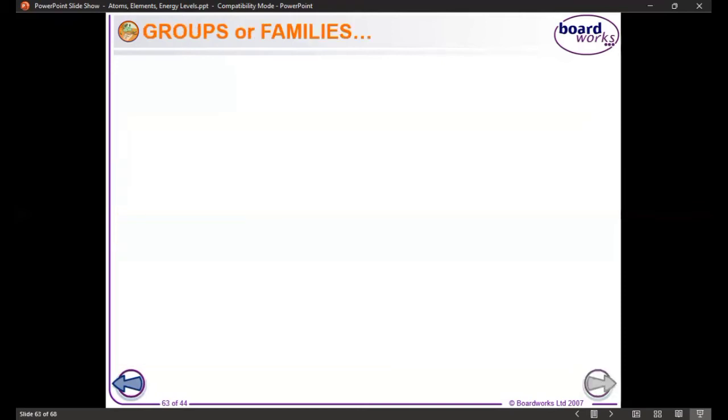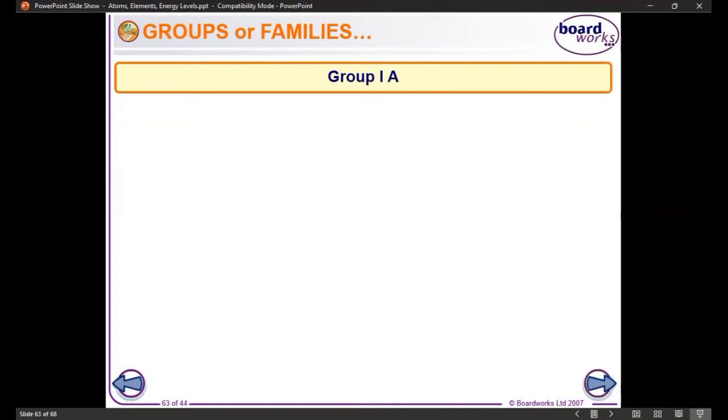Now, let's proceed to groups or families. They are included in these groups, or what we call families, because they share the same characteristics or properties. And let's start with group 1A, because groups or families are divided into group A and then group B.